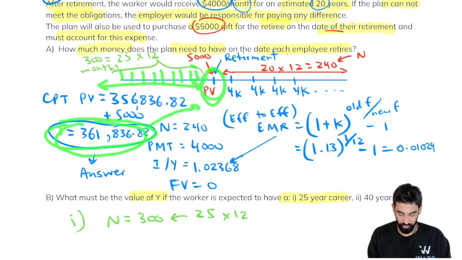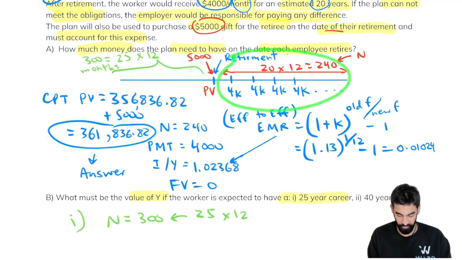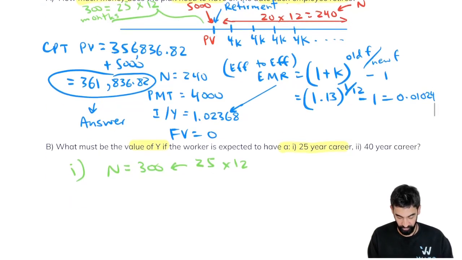Because for this portion of the timeline, the 361,000 was the present value because it was at the start of the timeline. But for this portion, it's at the end of that part of the timeline, so it's the future value. So we're going to say FV is your answer from part A, which is 361,836.82.